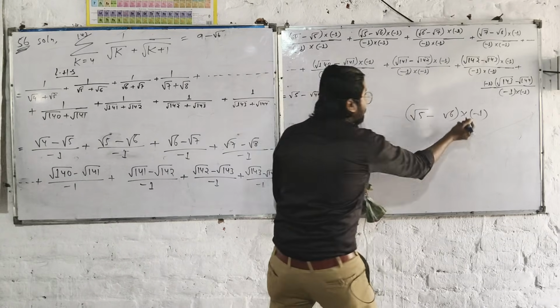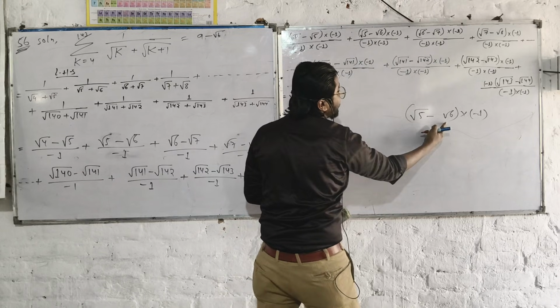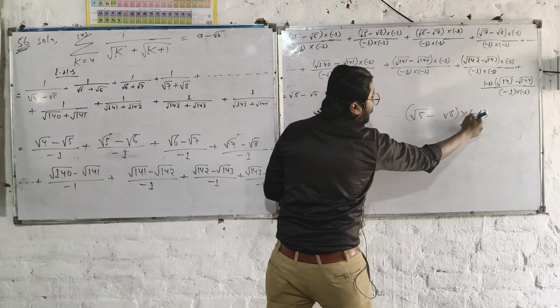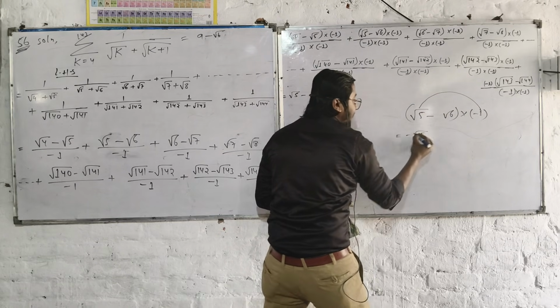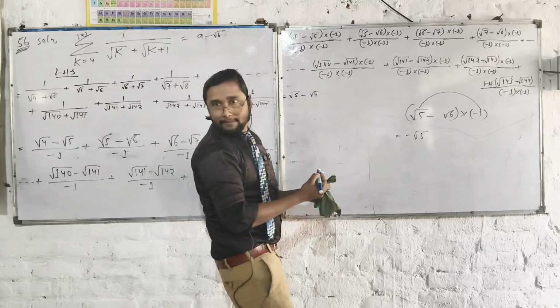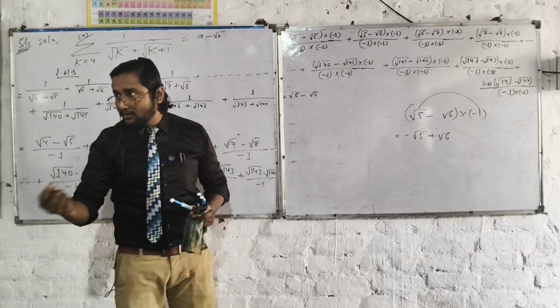Now what will happen, guys? Minus root under 5, positive root under 5 minus negative root under 6 into root under minus 1. So minus 1 multiply with this one, it will be negative root 5. So negative root 5. Minus into minus, what will happen, guys? It will be positive root of 6.